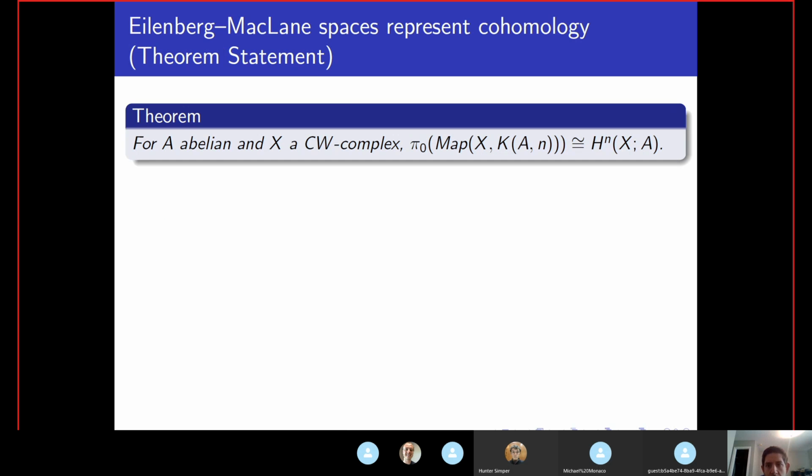Great. Okay, so the first statement we're trying to prove is that, for A an abelian group and X a CW complex, pi 0 of the space of maps from X into the Eilenberg-MacLane space is just the cohomology. And this version will basically immediately apply the version where you plug in pi I and then you'll get an n minus I here.